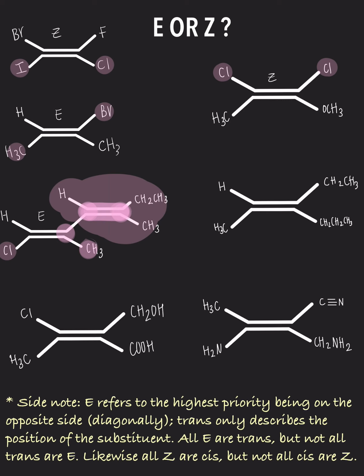So let me take off that. Now, this is attached to a hydrogen. This is attached to a carbon. So this is your higher priority. This carbon is attached to another carbon. This carbon is attached to a carbon that's attached to another carbon. So that's your higher priority. So this is going to be Z.